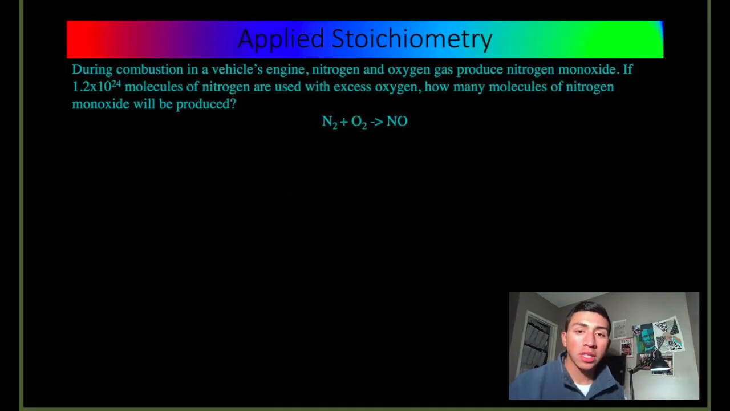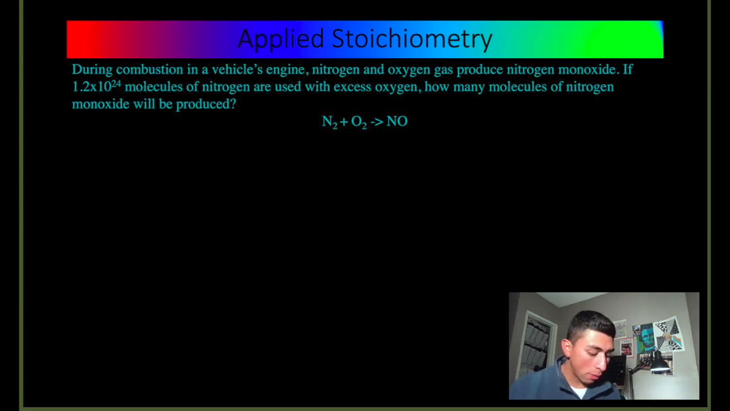This is problem number 4. Let's go ahead and take a look at this one now. During combustion in a vehicle's engine, nitrogen and oxygen gas produce nitrogen monoxide. If 1.2 times 10 to the power of 24 molecules of nitrogen are used with excess oxygen, how many molecules of nitrogen monoxide will be produced?